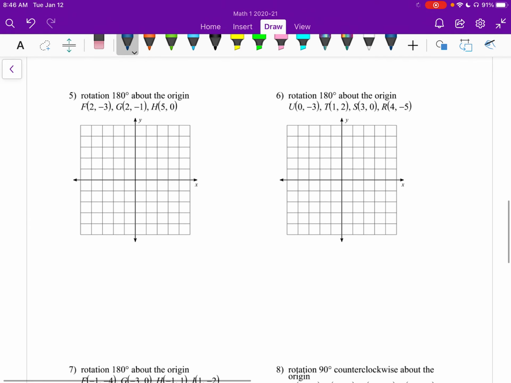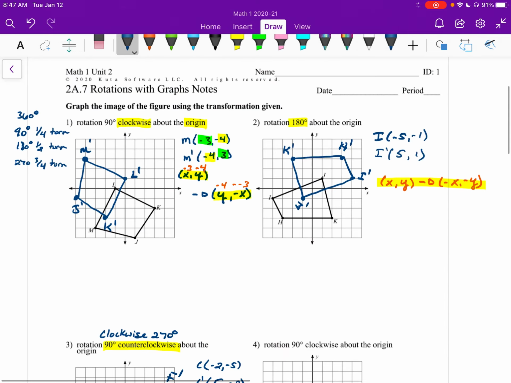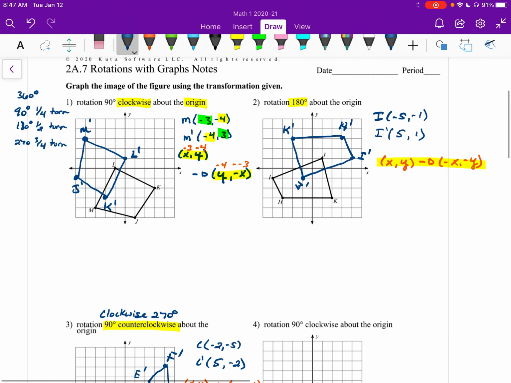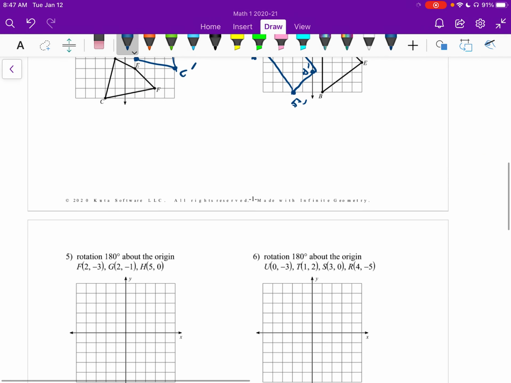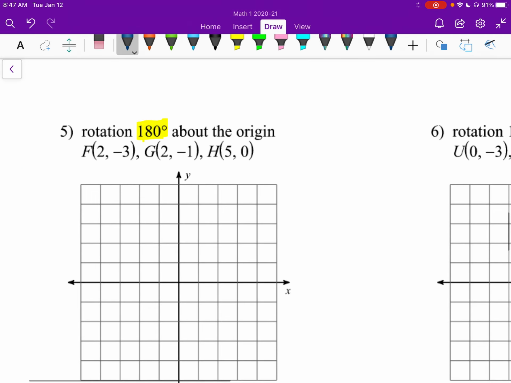All right, number 5. Now there's two ways that we could do this. We could look at our formulas and do it that way. And you know what? For this first one, I think that's what we'll do. So we have 180 degrees. That's our formula over here in the upper right corner in number 2. So (x, y) goes to (-x, -y).